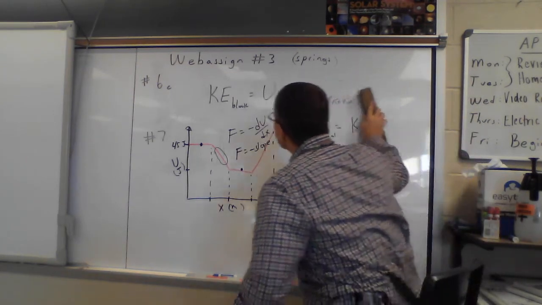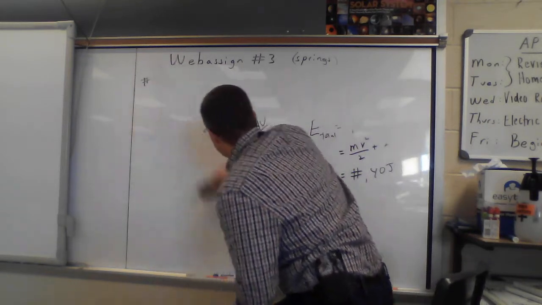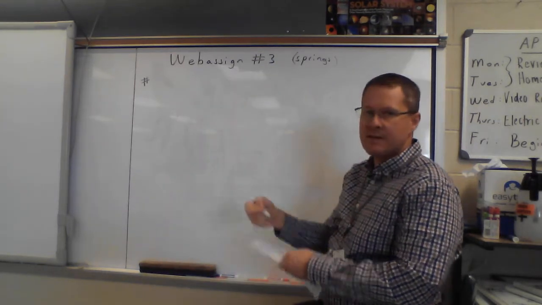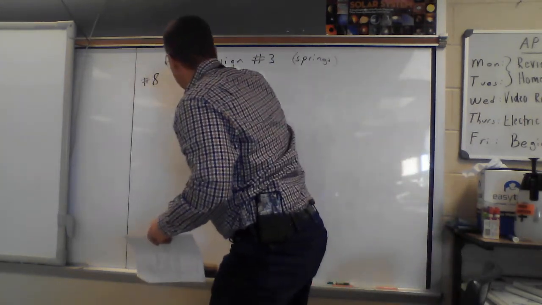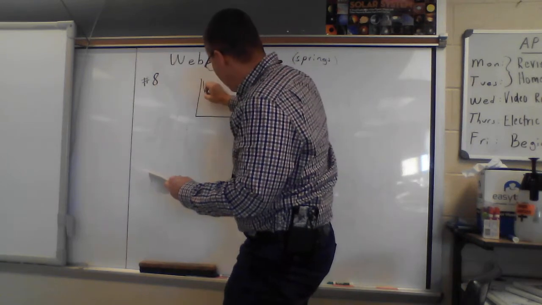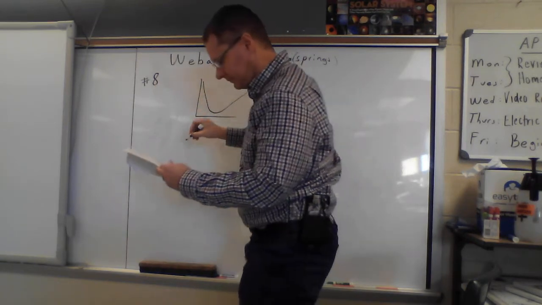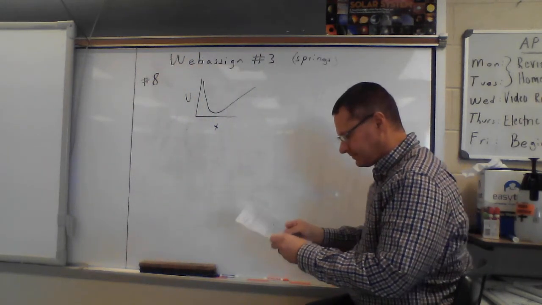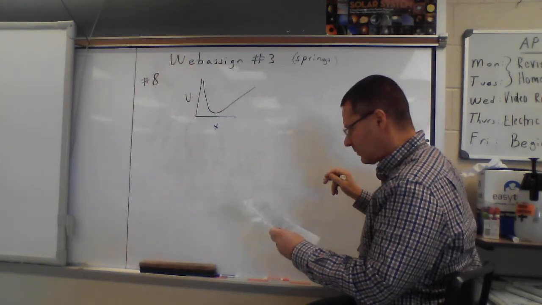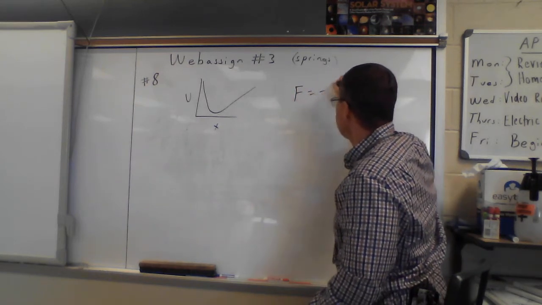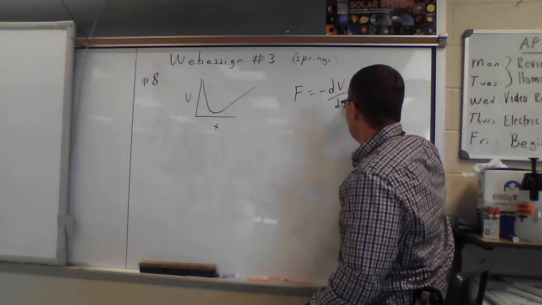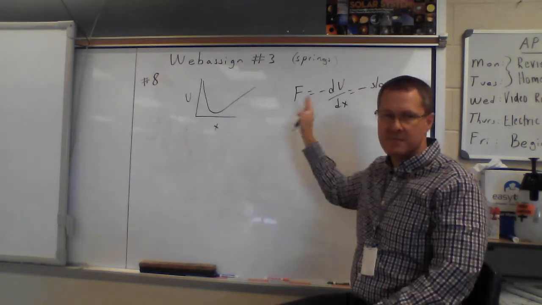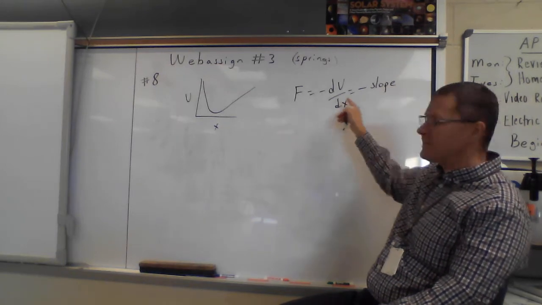Erasing that. For number 8, they give us a graph that looks something kind of like that. And if you remember the same thing that we just mentioned, for an energy versus position graph, the force is the negative slope.